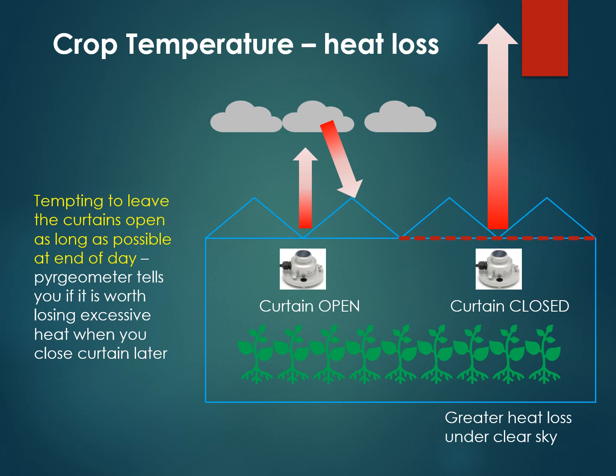So here it says tempting to leave the curtains open as long as possible at the end of the day, and the pyrgeometer tells you if it's worth losing excessive heat at the end of the day or not. So for example, if it's a really clear day and the sun's going down and it's December, January, we already know we want to avoid that far red flash at the end of the day. But even sooner, when the sun is already low in the sky, it might make more sense based on the pyrgeometer to close the curtain earlier and save money on heating with gas.